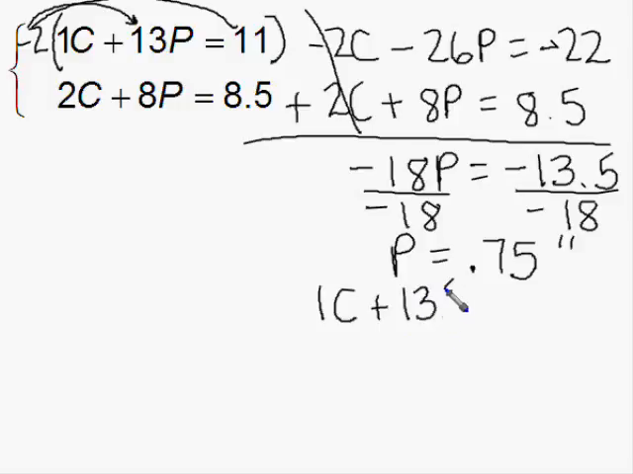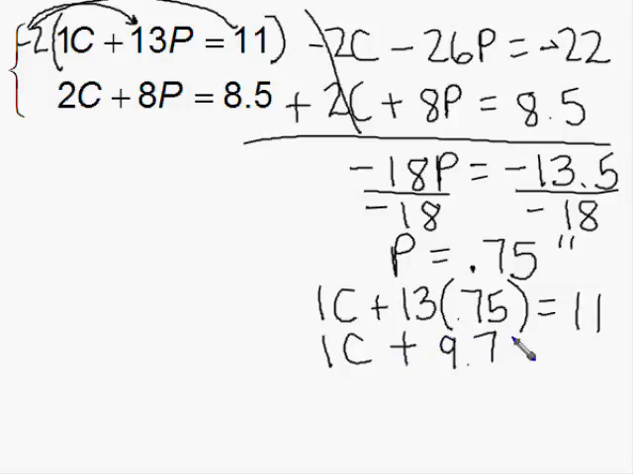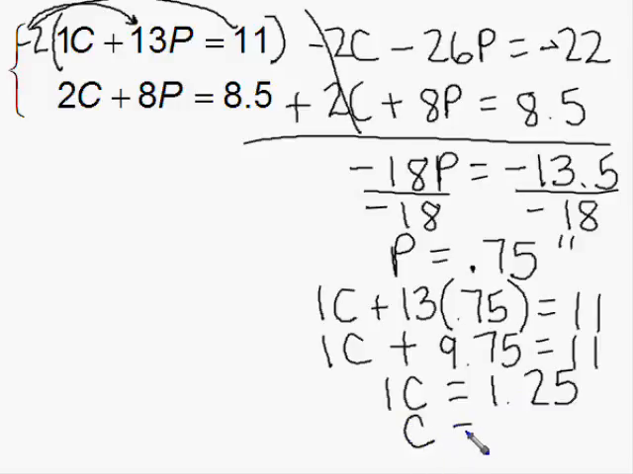Now we need the answer for the size of our paper clip as well, so we're going to substitute this answer into either one of the originals. I'll just pick the first equation. So one paper clip plus 13 pennies of size 3/4 of an inch is equal to 11. Now 13 times 3/4 gives us 9 3/4. So subtracting 9 3/4 from both sides, we get that one paper clip is equal to 1 1/4. In other words, one clip is equal to 1 1/4 inches.